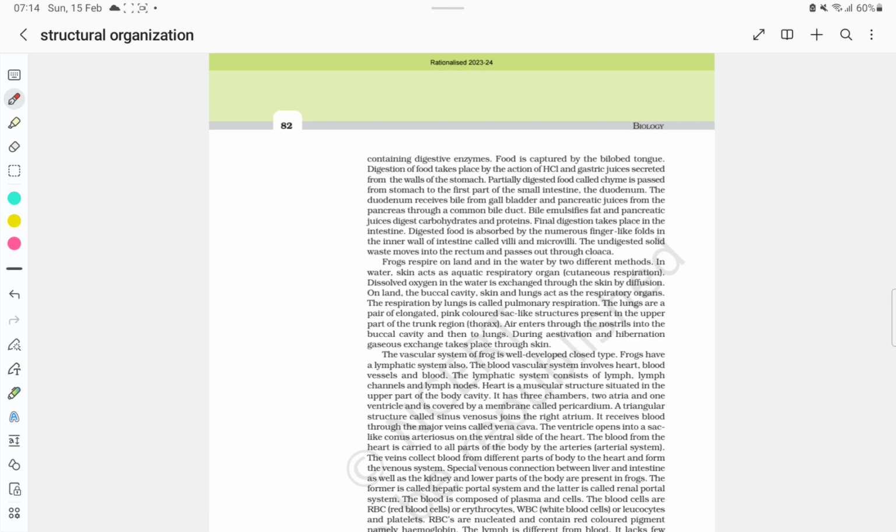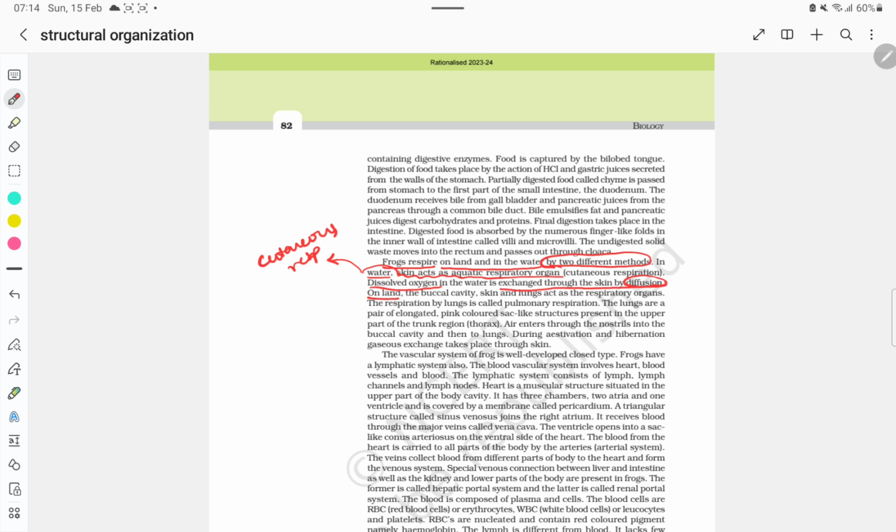Next, moving on to respiration. Frogs respire on land as well as in water, so by two different methods. In water, skin acts as aquatic respiratory organ. So the type of respiration which it performs in water is cutaneous respiration, by skin. In cutaneous respiration, the dissolved oxygen is exchanged through the skin by diffusion, no energy required.